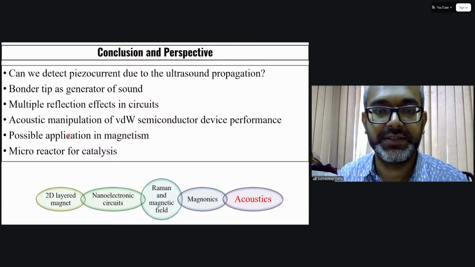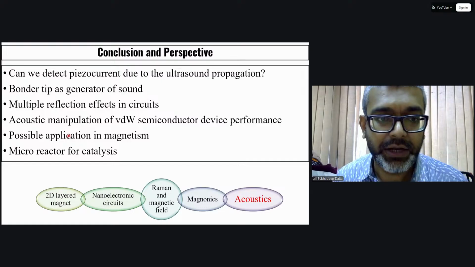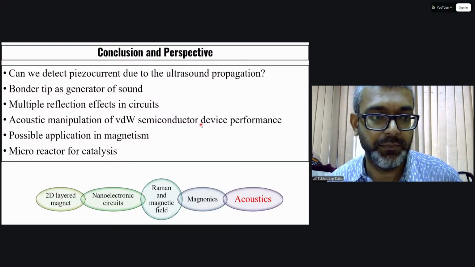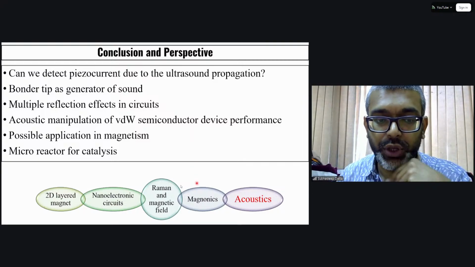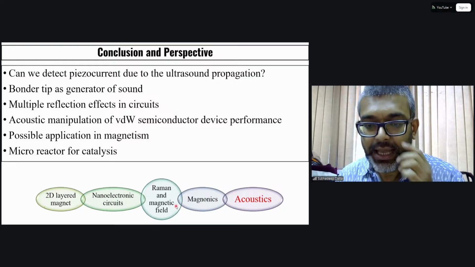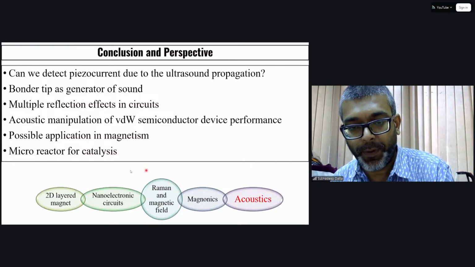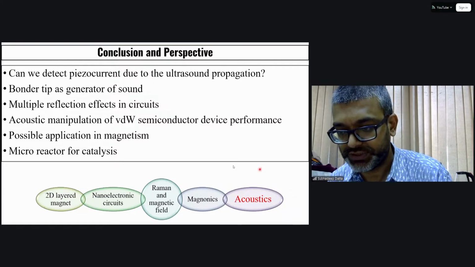Multiple reflection effects of sound in circuits have been realized, and acoustic manipulation of a van der Waals semiconductor device. This is the main objective of this experiment. So in a way, our experiment for the moment connects all parts of this two-dimensional physics to acoustics.